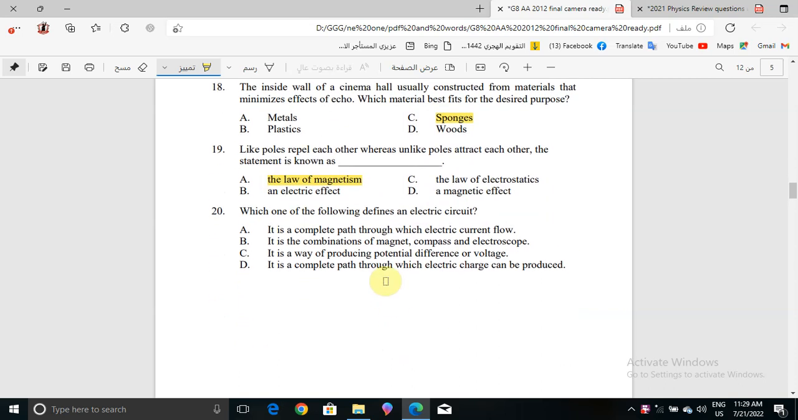Okay, now question number 20. Which one of the following defines an electric circuit? It is a complete path throughout which electric current flows. Yes, this is the correct answer for question number 20.